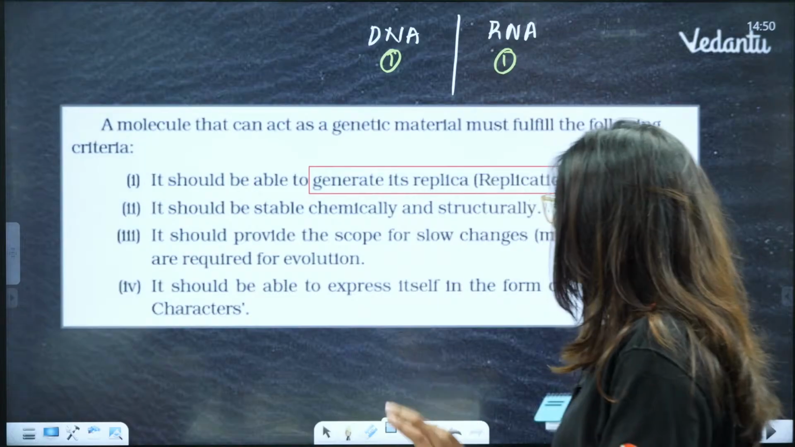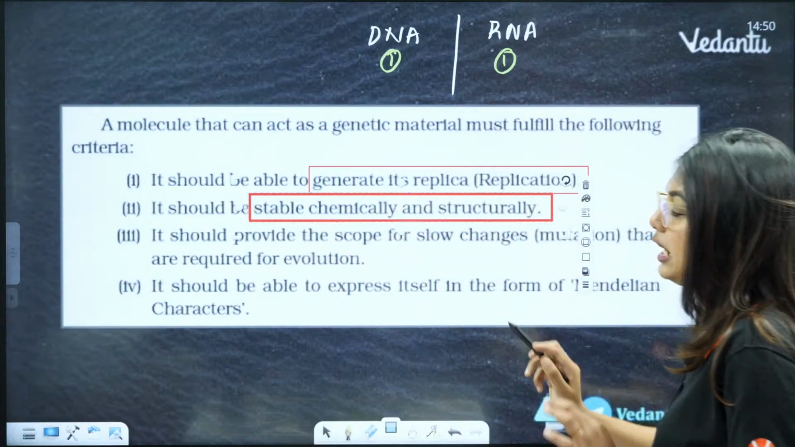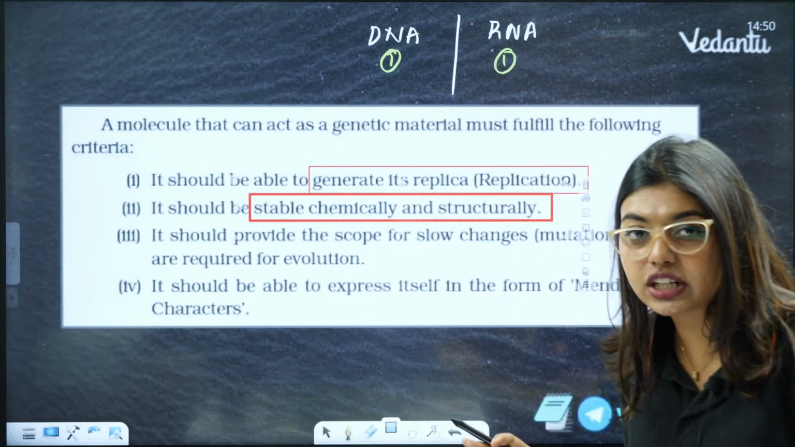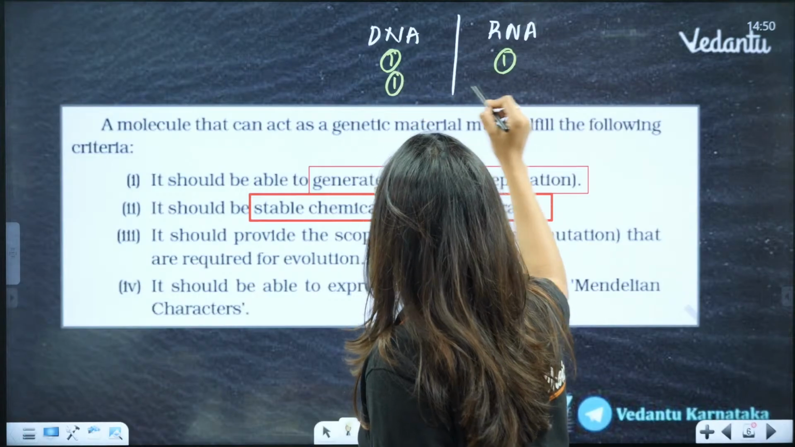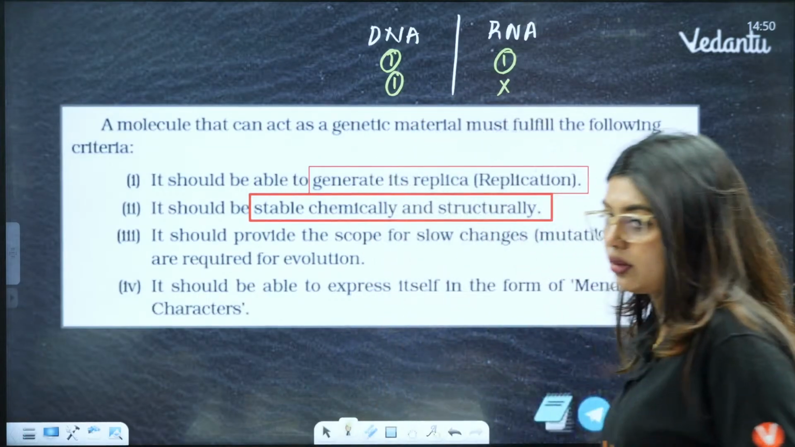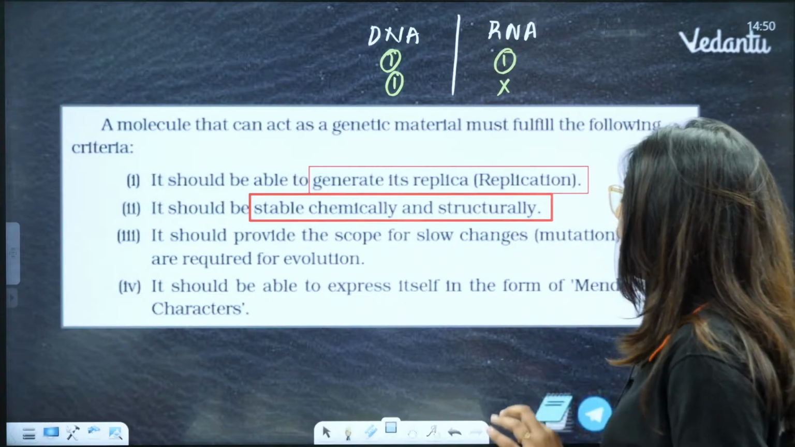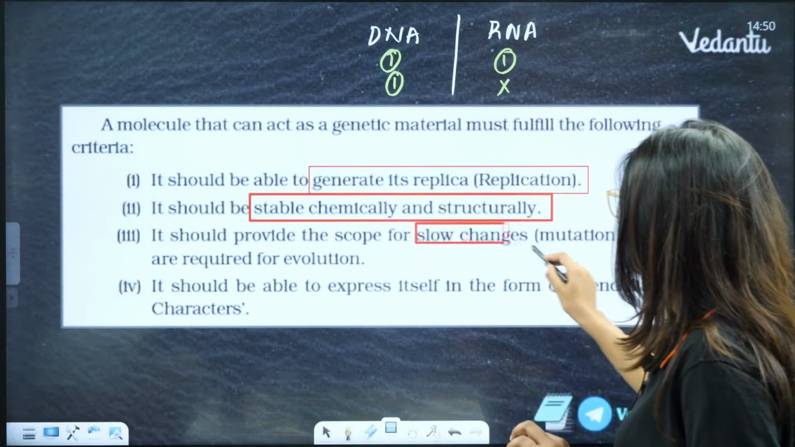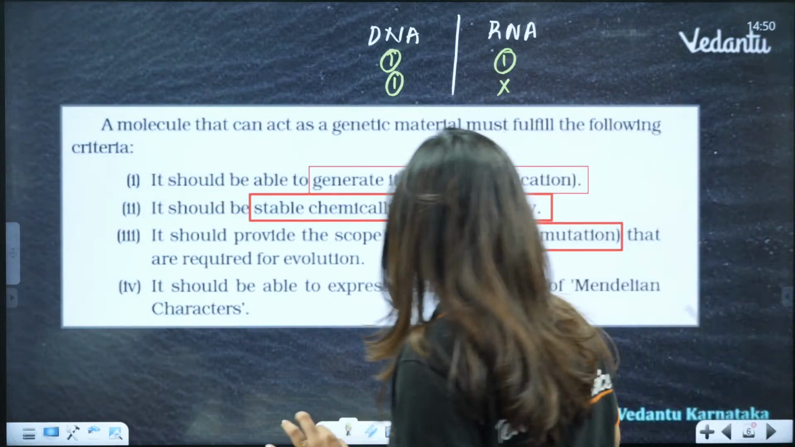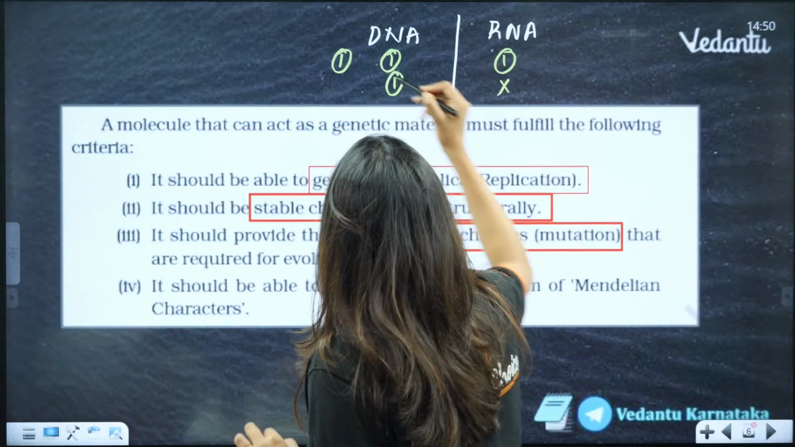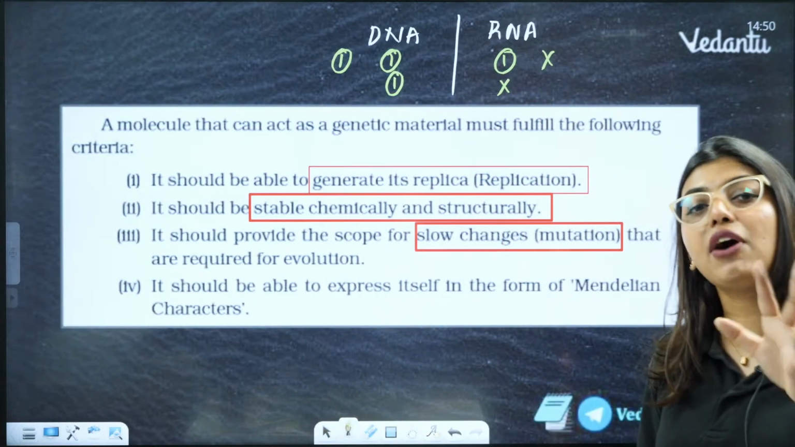It should be stable chemically and structurally. Is it stable chemically and structurally? No ma'am, RNA is not chemically or structurally stable. So I give 1 point to DNA and no points to RNA. It should provide the scope for slow changes, that is mutation, that are required for evolution. Ma'am, the same thing is going to happen. DNA is going to get 1 point, RNA is going to get no point because RNA does faster mutation.